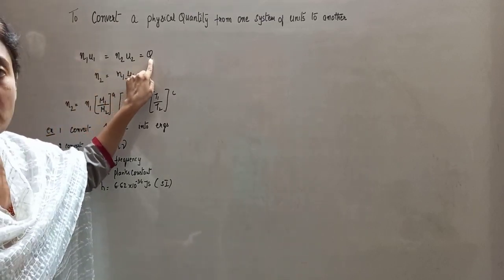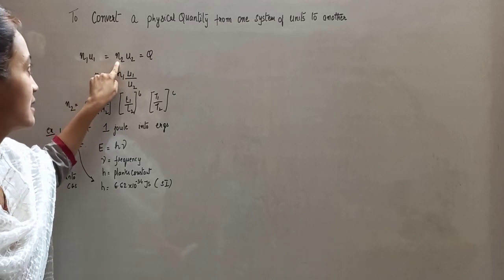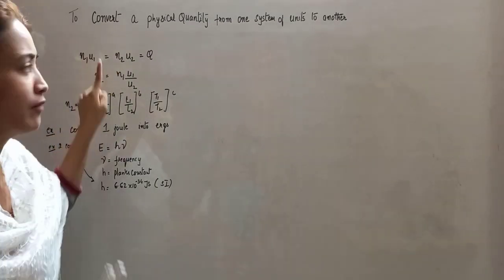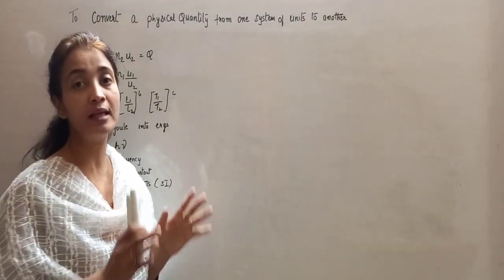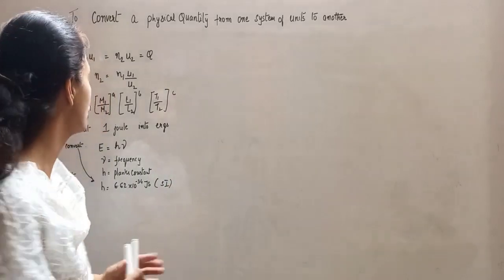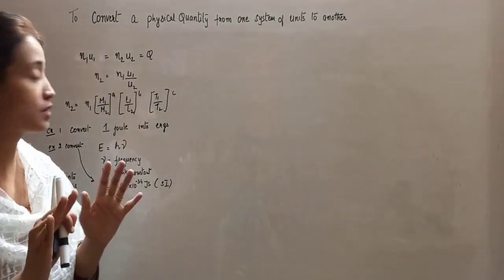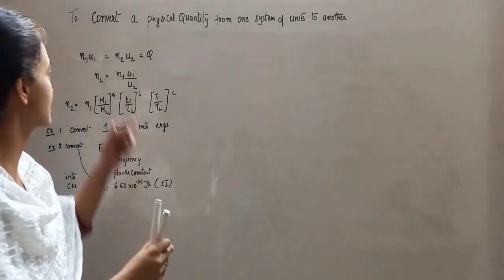with these fundamental things that any physical quantity Q can be expressed as a numerical value multiplied by a unit. And we know that even though we change the units, the physical quantity remains the same in magnitude. So we can write N1 U1 equal to N2 U2, that is familiar to you. From here I get the numerical value in the second system.